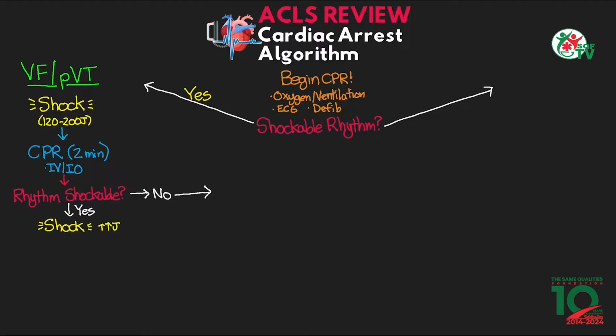Now, if the rhythm is not a shockable rhythm, then we want to actually assess 2 different things. The first is if we have any signs of return of spontaneous circulation, or ROSC. If there's not, then we're actually going to move into the right branch of this algorithm, which I'm going to get to talking about here in just a minute. But if we do have ROSC, then this is actually when we're going to move into the post-cardiac arrest algorithm, which is going to be a future lesson.